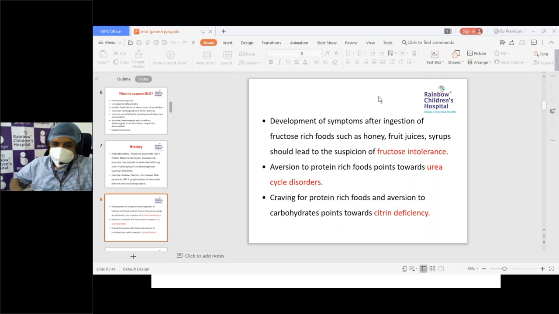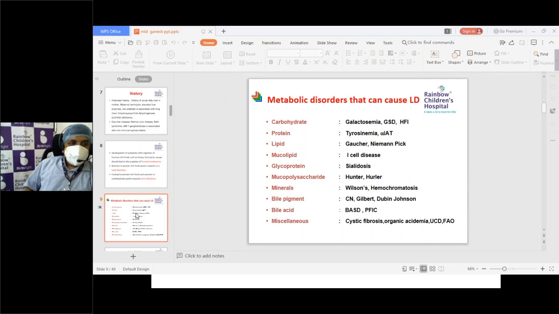Now, once we know the history, what are the metabolic disorders that can present as a liver disease? When we take carbohydrate metabolism, things like galactosemia, glycogen storage disorders, hereditary fructose intolerance, and rarely gluconeogenesis defects can present as a metabolic liver disease.